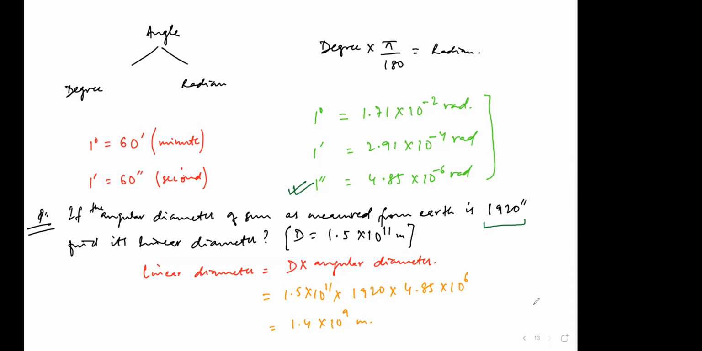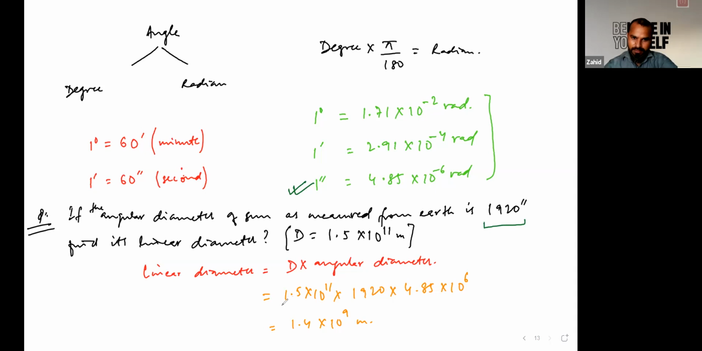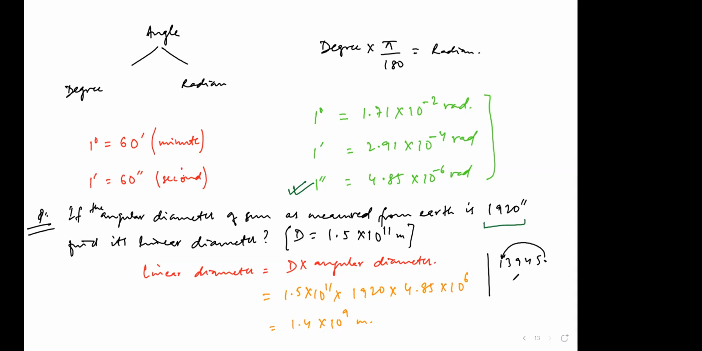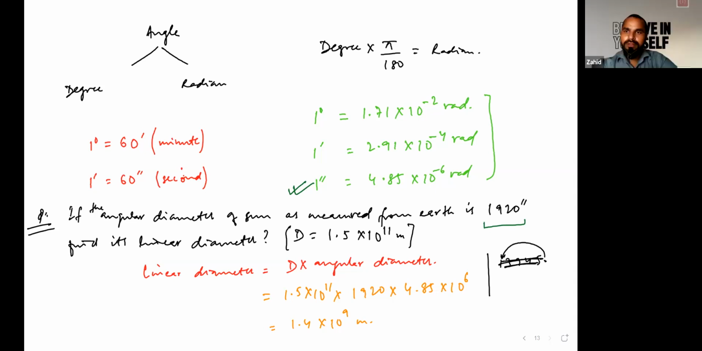So why do we take plus 4? Just multiply 1.5, 1920 and 4.85, which gives 13945. So just bring this particular decimal to this part. So there will be 4 different digits. So just add this. Okay, sir. Try to solve on your own.